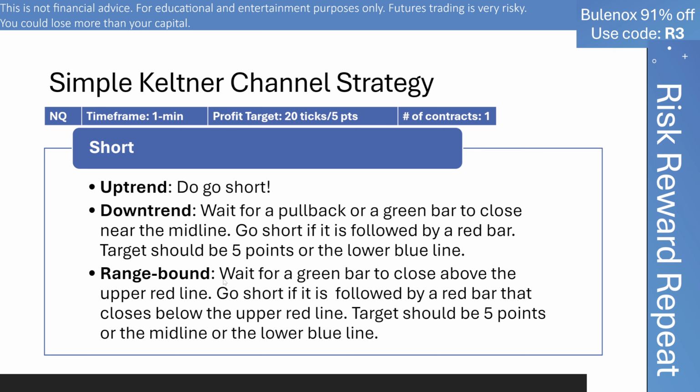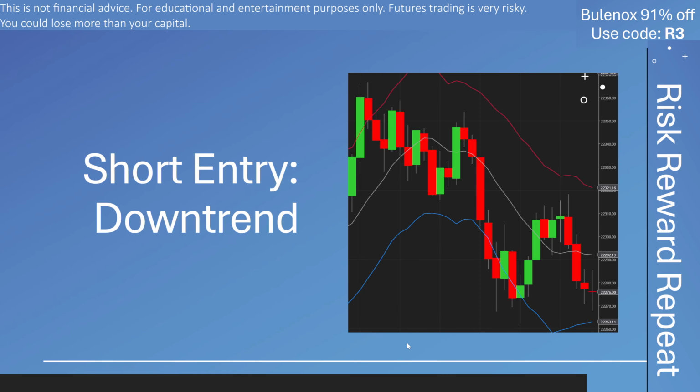If the market is range bound, we wait for a green bar to close above the upper red line. And we go short if it's followed by a red bar that closes below the upper red line. Our target should be 5 points or the midline or the lower blue line. Okay, let's go through some examples.